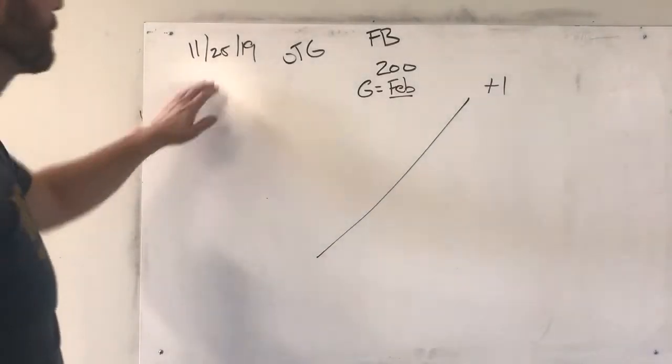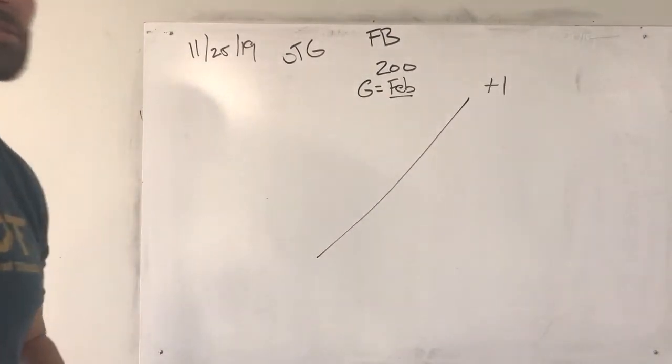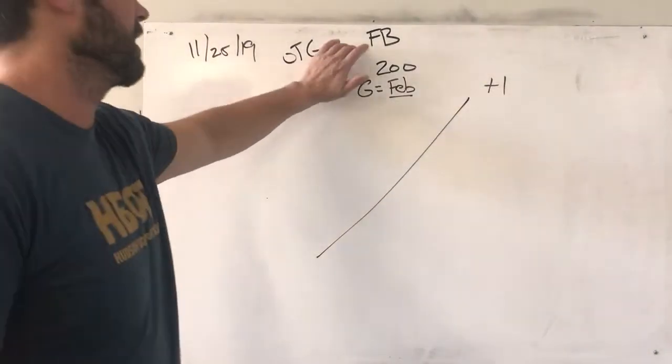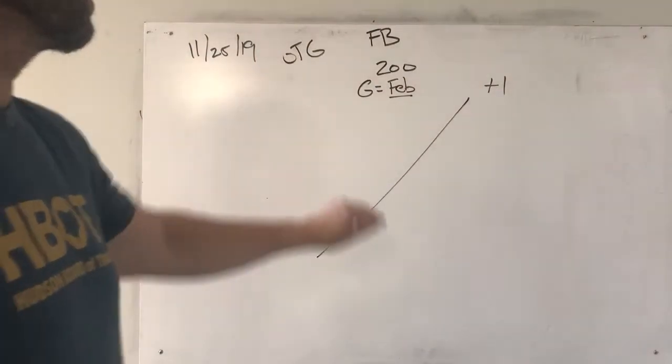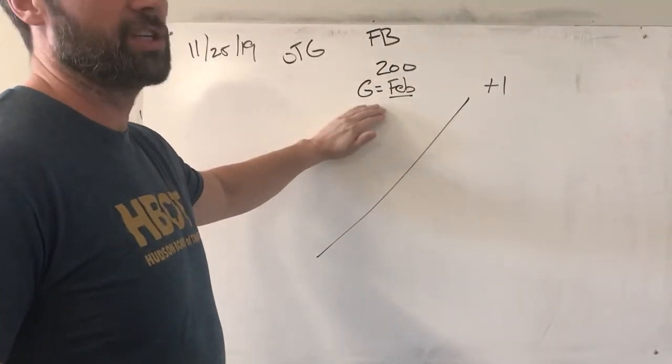It is November 25th. It is Thanksgiving week. It's kind of slow. And we're looking at Facebook today. It's trading 200. And we're looking in February, which is G is the symbol.